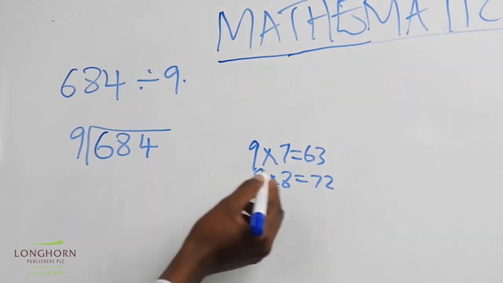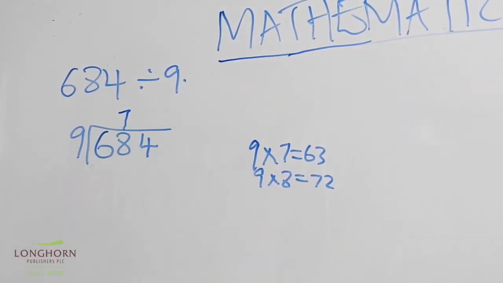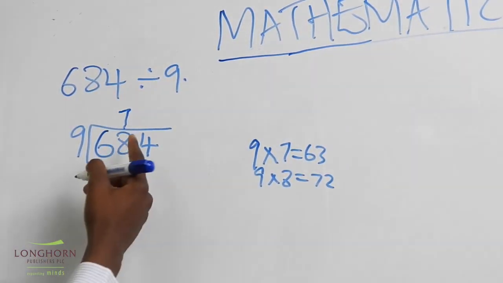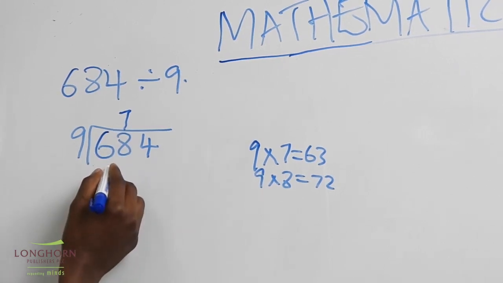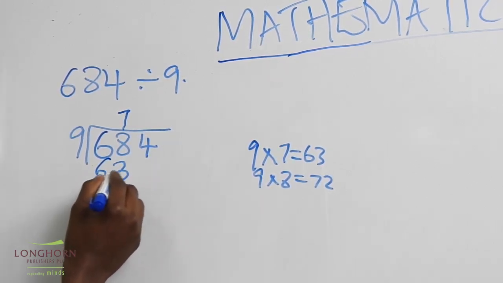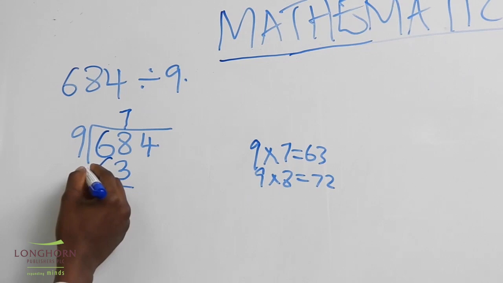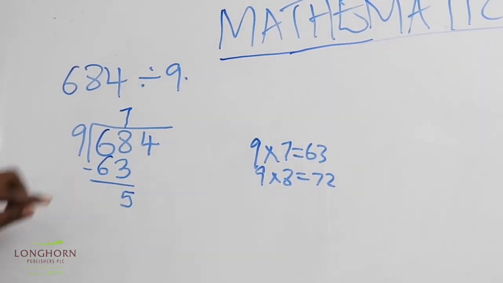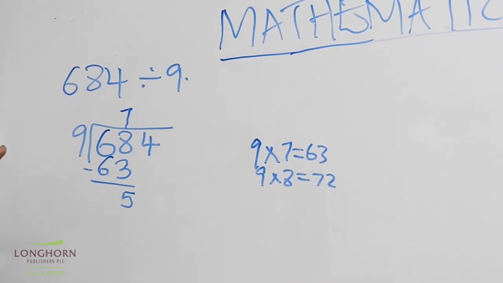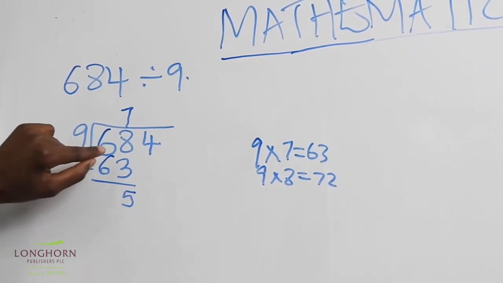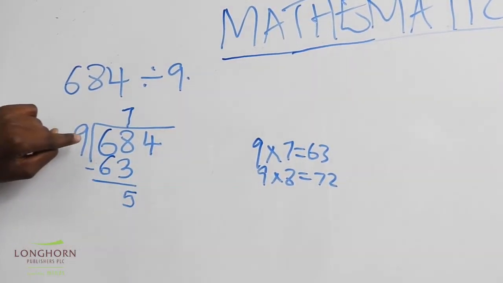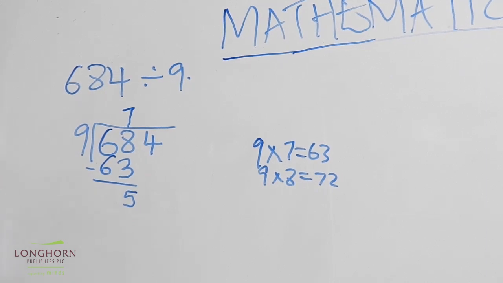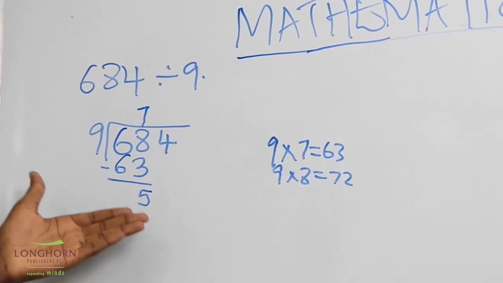So it means that 63 is the closest number that is less than 68. So we write 7 just above 8. We have 7 times 9 is 63. So we subtract: 8 minus 3 is 5. We have written 7 just above 68 because 9 divides into 68, but 9 did not divide into 6. So we have a remainder of 5.